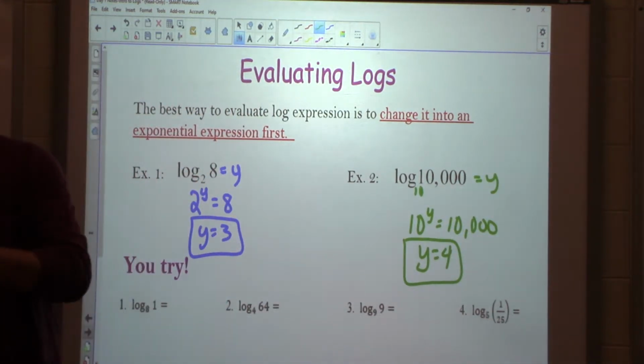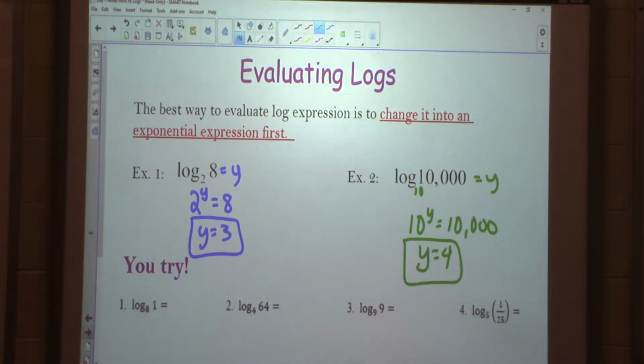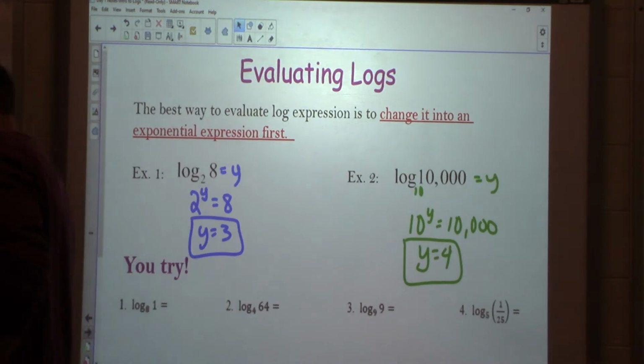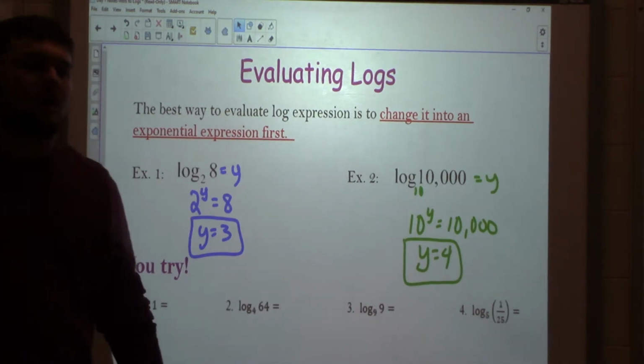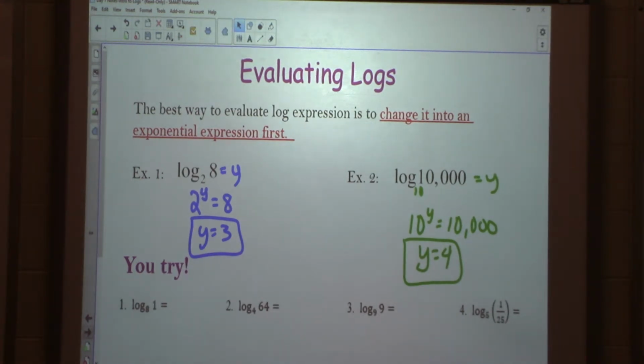So anytime we're trying to solve from log form, switch it to an exponential, make it easier on yourself. Any questions on those two? Try the first 4 on your own. So first thing you should do is switch all the log forms to exponential form. Figure out, well, what exponent would make this true? So first one, switch it: 8 to the y power equals 1. Well, 8 to what power would equal 1?